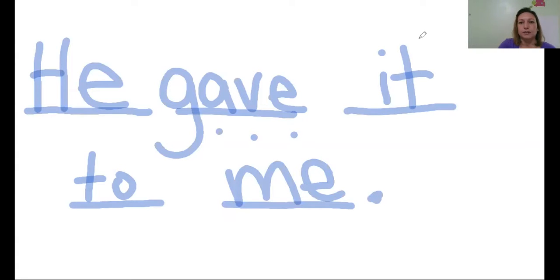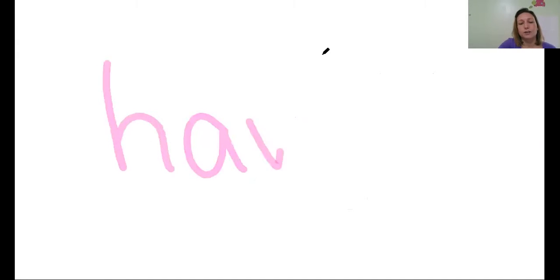Now, very quickly, before we go to our reading, I want to go over a word that does not follow this pattern. This is one of our oddball words. This is the word have. We have our A consonant E, but it does not have the long A sound. It has the short A sound. That's because we do not have words in English that end in the letter V. So we put the E on the end, and it says have.